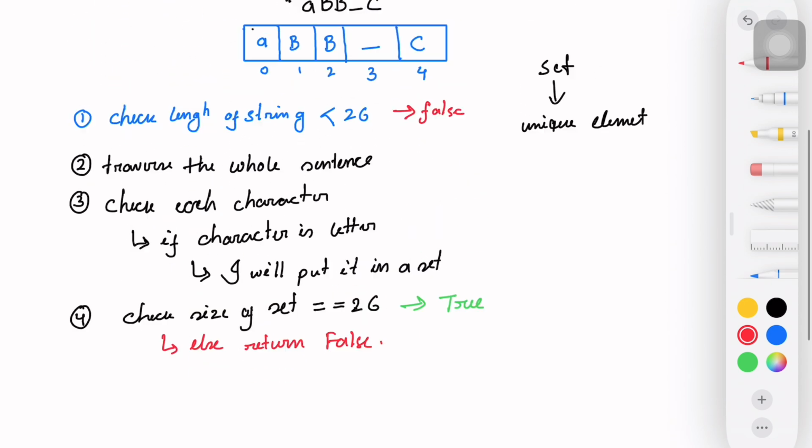So let's dry run it. First of all, we have index I equal to 0. So on 0 we have character A. Is A a letter? Yes, correct. Then what I will do, I'll put it in the set.